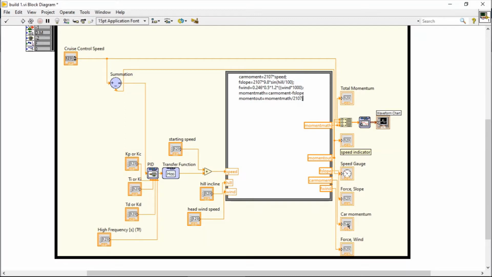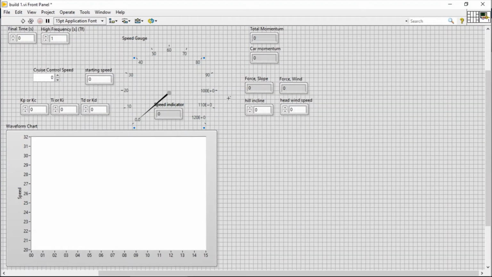And then what I also have is car momentum, which is something that you can see in the front panel here. This is going to be how much momentum the car wants to have, and this is how much it actually has. So if you're going up a hill or you're facing a very strong headwind, this number is going to be smaller than this number. But if you're going down a hill, then your total momentum is going to be greater than your car momentum. That's only because the car actually wants to go slower than it is, but because you're going down a hill, it's going to be speeding up.